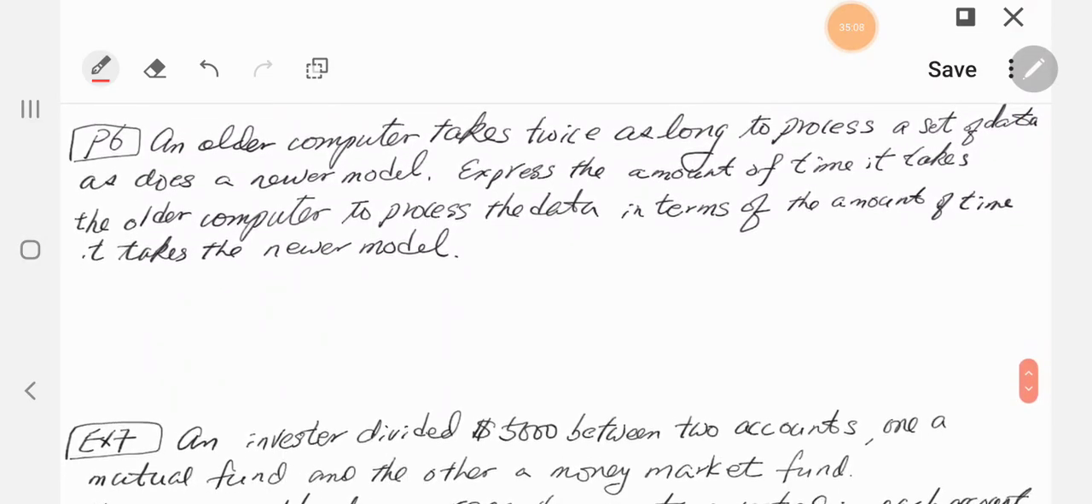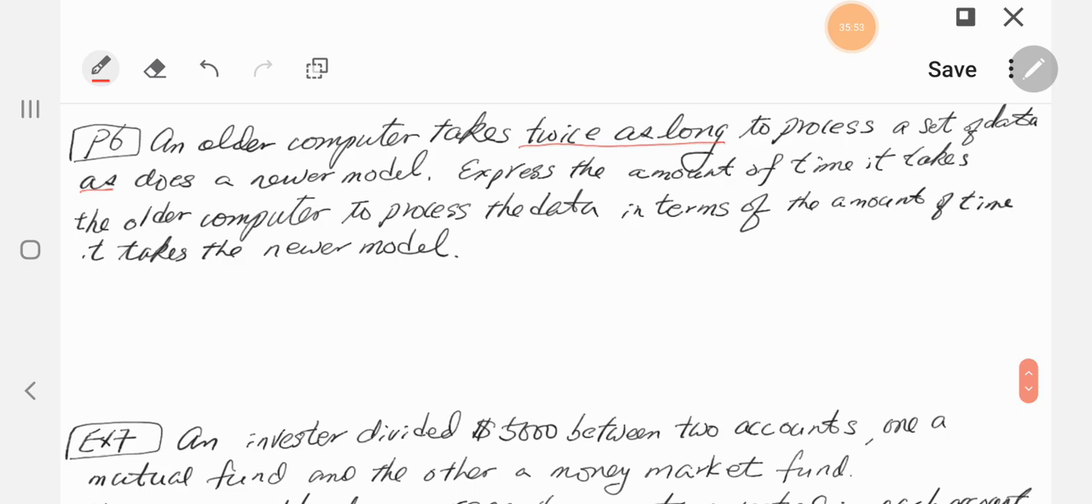Okay, problem 6. Pause and write the answer. Are you done? Good. There are two computers. One is the older computer, one is the newer computer. The older computer takes twice as long to process a set of data as the newer model. If the amount of time the newer model takes is n hours, then the older model takes twice as long.